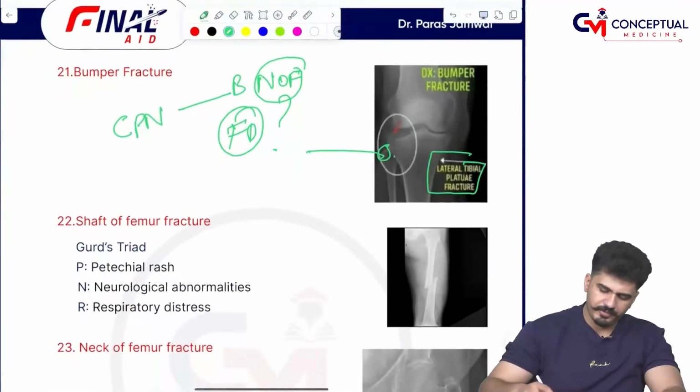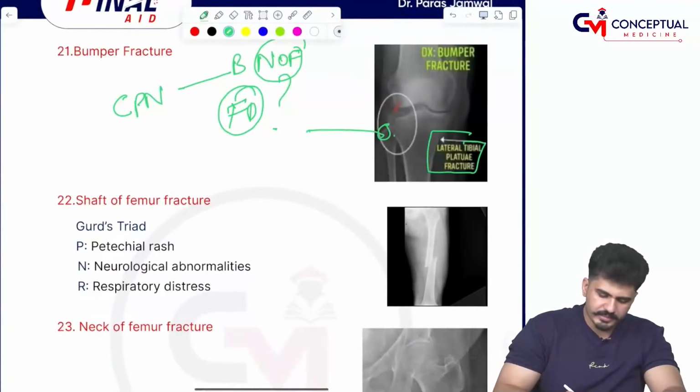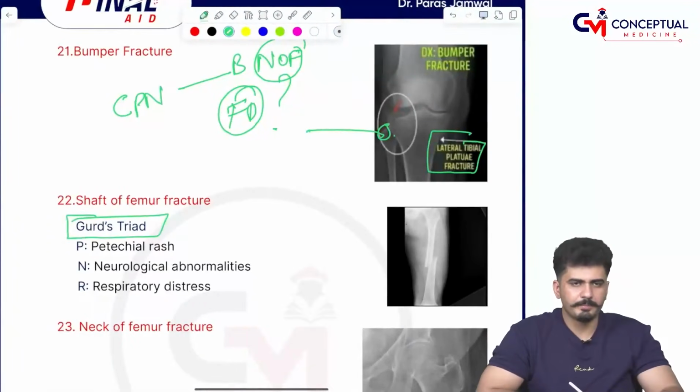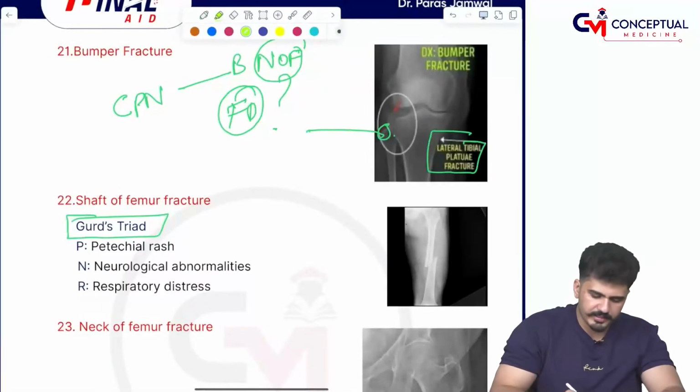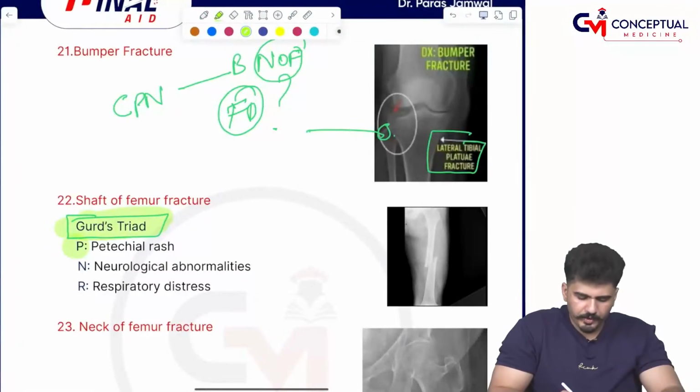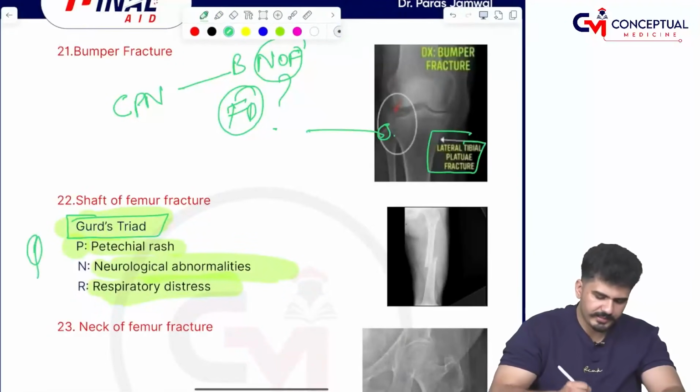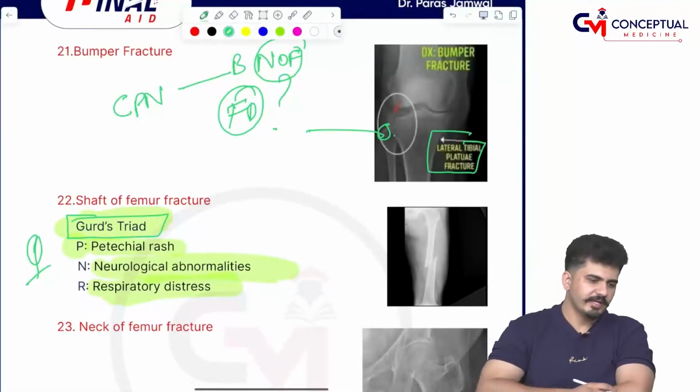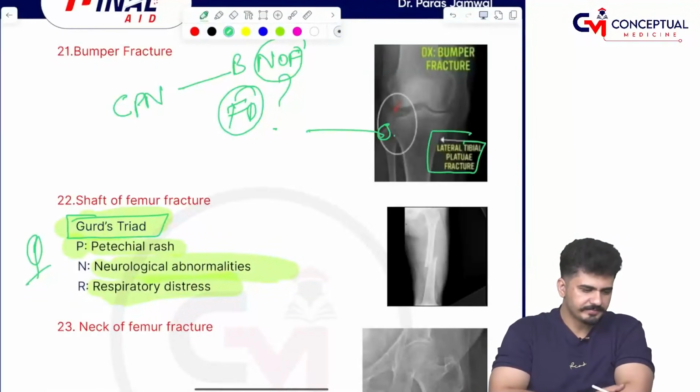The shaft of femur fracture. There is a fat embolism, PNR, whose mnemonic we made. Remember, P for petechial rash, N for neurological abnormalities, R for respiratory distress. And the person can die also, that we have talked about already, sir.